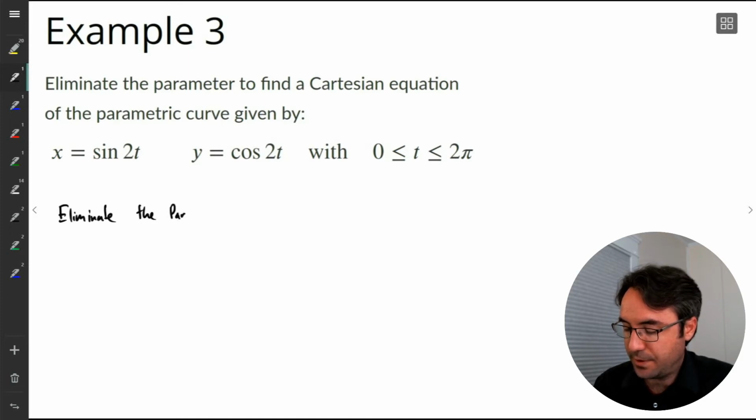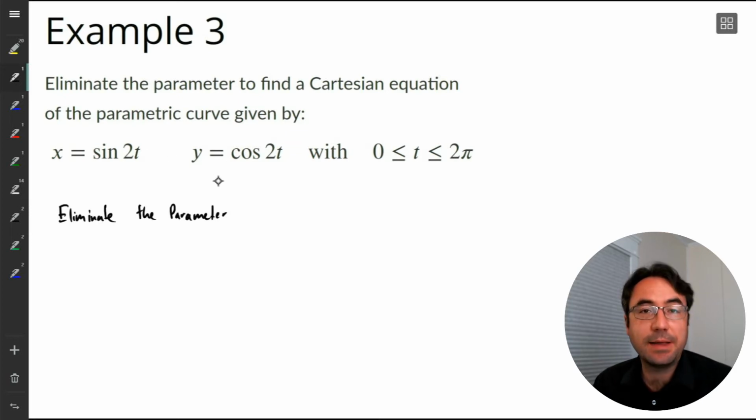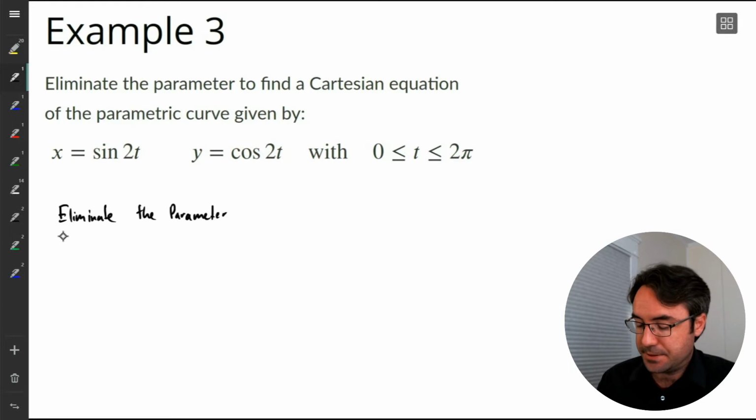So we're just getting rid of all the t's that we see, essentially, in these two equations. And we're going to combine them into one equation. All the t's should be gone.